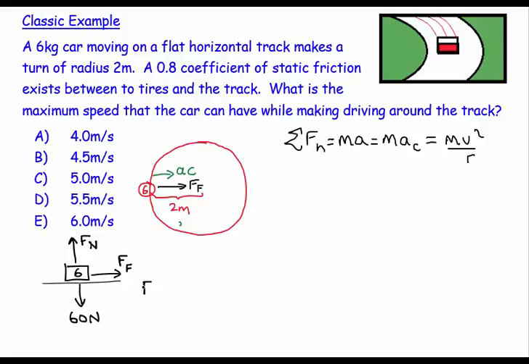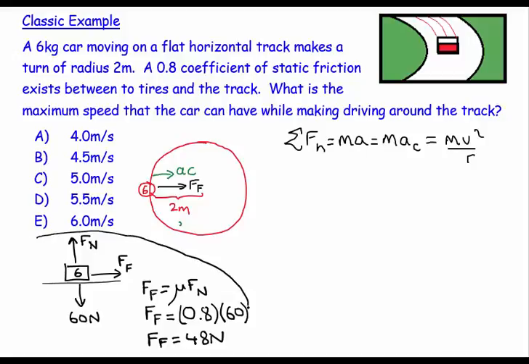So we say, well, FF is equal to mu Fn, so FF is equal to 0.8 times 60, so FF is equal to 48 newtons. That's the maximum static frictional force that we can get out of our system. Let's just close this off. That's one little side calculation.